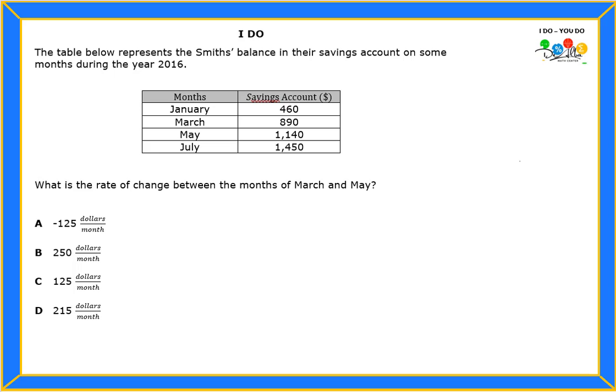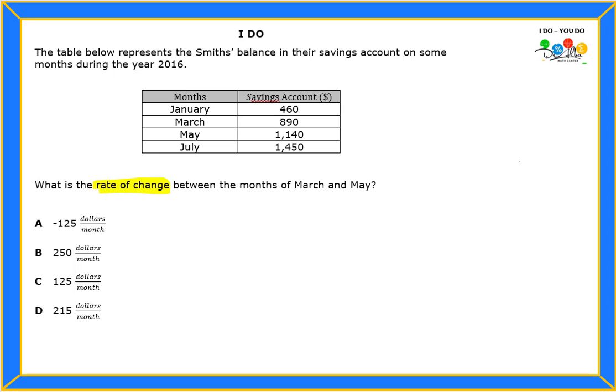It says, the table below represents the Smiths' balance in their savings account on some months during the year 2016. What is the rate of change between the months of March and May? According to this, there's a table given to you, and it has the months, and it has the money in the savings account. And they're asking me to find the rate of change.